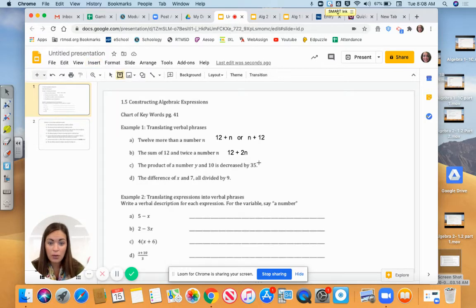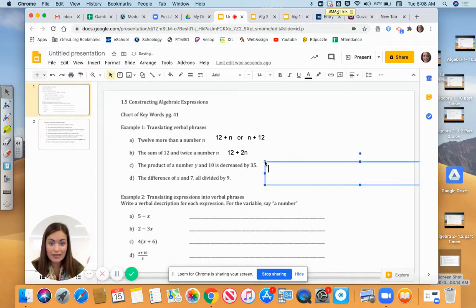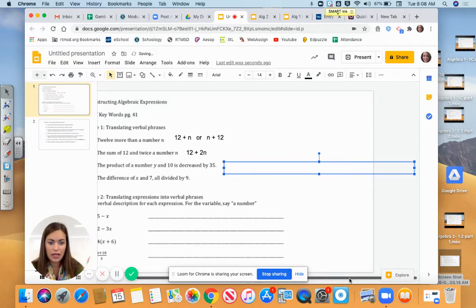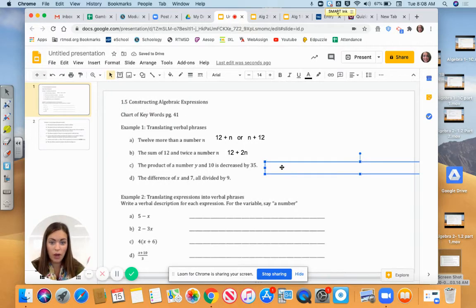The product of a number y and 10 is decreased by 35. All right, so first we have to understand the product is multiplication. So the product of y and 10. So to do this, I could use y times 10 like that with multiplication in parentheses. I could use a floating multiplication symbol. I could just do 10y. If I flipped it around, I just read it as y and 10, but you could totally do 10y as well. And this is decreased by 35, which is subtraction. So here's one way to write it, or if you wanted to just switch the 10 and the y and not have to include any multiplication symbol, it'd be 10y minus 35.